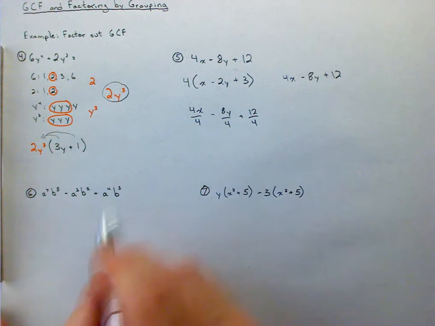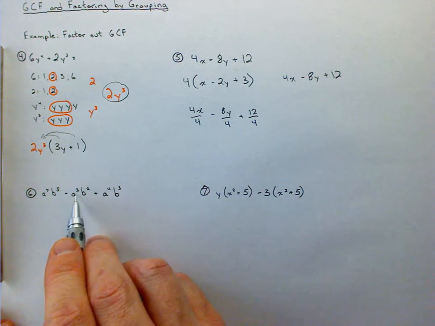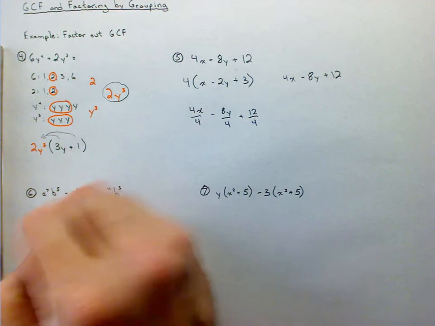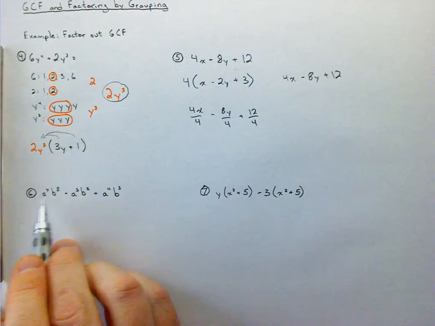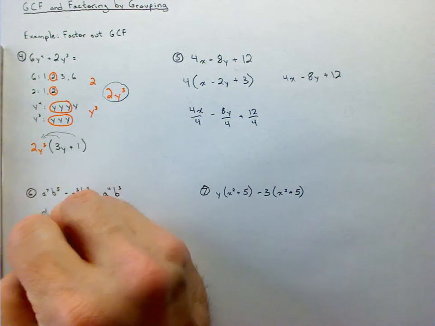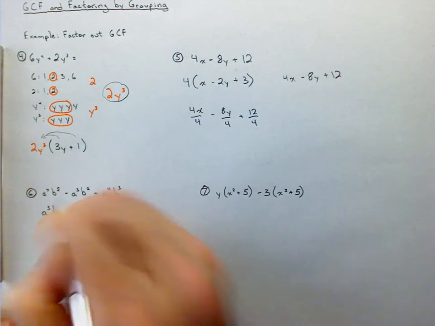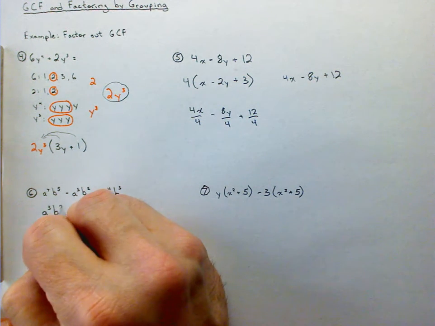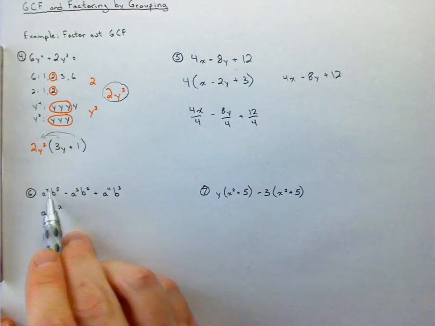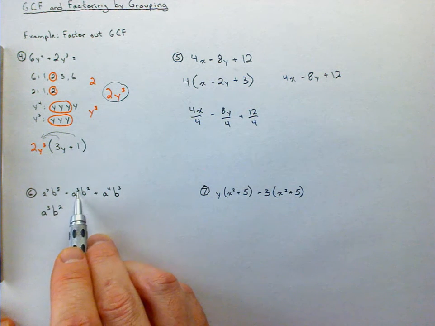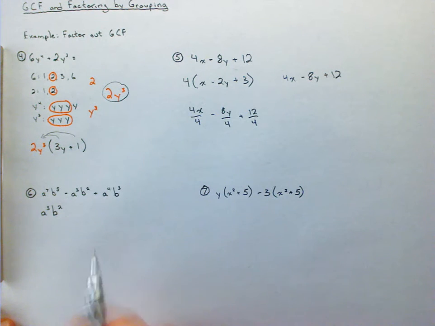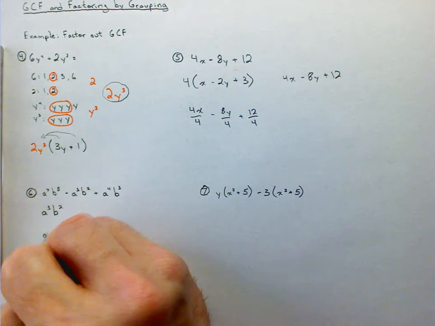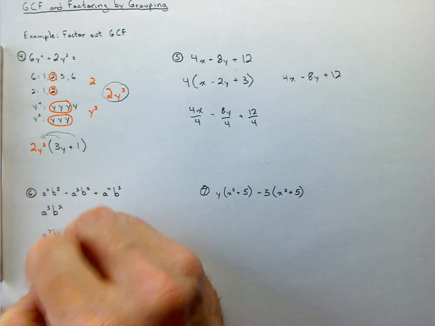All right, in this one, I have no coefficients, I only have variables, so I know my greatest common factor for my variables is going to be the one with the lowest exponential power. A cubed, b squared. This was a to the 7th, b to the 5th, a to the 3rd, b to the 2nd, a to the 4th, b to the 3rd. And I'll show it to you as a division problem. It's going to be like this.